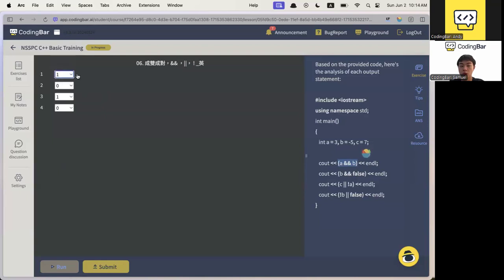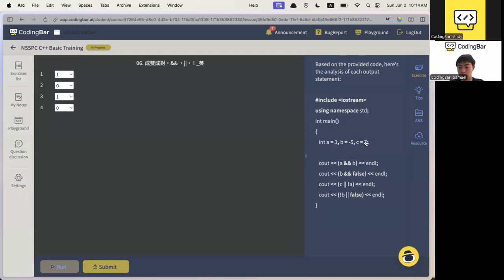Thus, which is 1. And B and false. B will be true. True and false will be false. Why is that so? Because in order for the AND statement to be true, both of the conditions have to be true. And there is already a false condition here. So this will be calculated into false. False is 0. And C or not A. Not A. A is 3. 3 is considered true. So not true will be false.